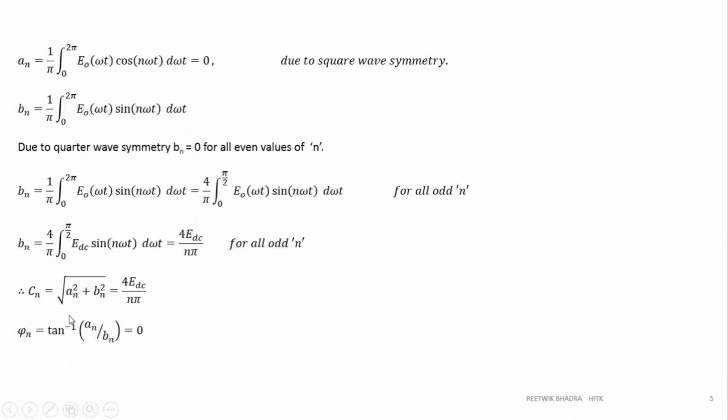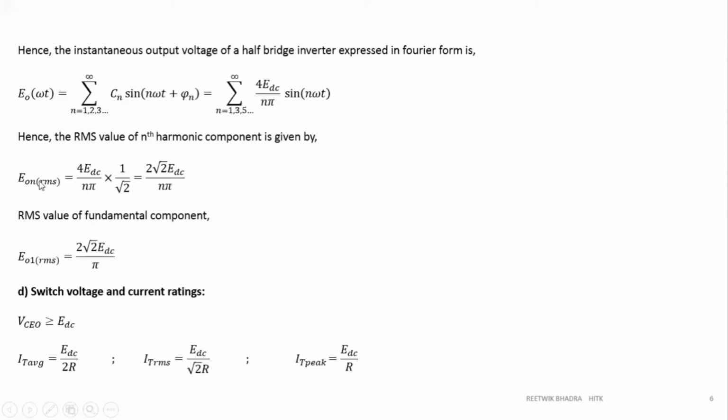Then we'll find out Cn. What is that? Square root of An square plus Bn square. An is 0, so Cn will be equal to Bn. What is Bn? 4 EDC by n pi for all odd values of n. Phi n will be tan inverse An by Bn. An is 0, so tan inverse 0 gives 0. So our general equation will be, for n equal to 1, 3, 5 to infinity, Cn is replaced by 4 EDC by n pi sin n omega t, because phi n is 0.